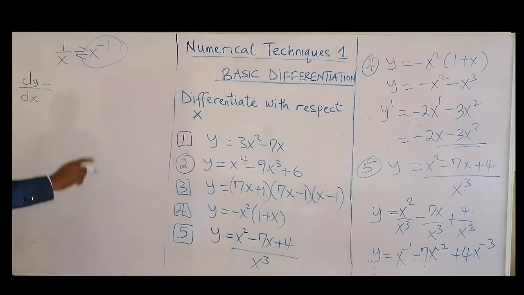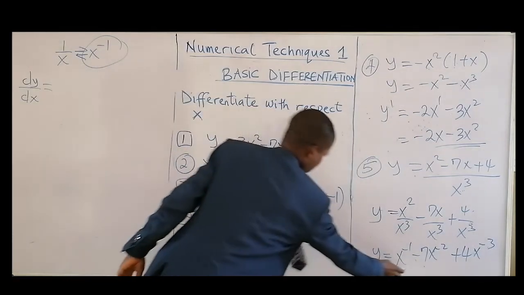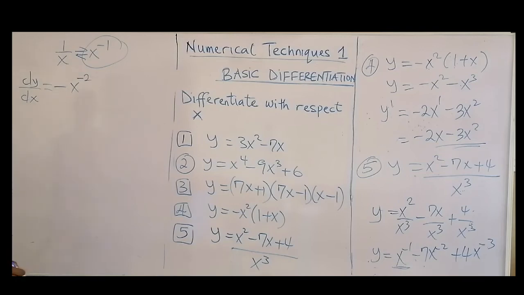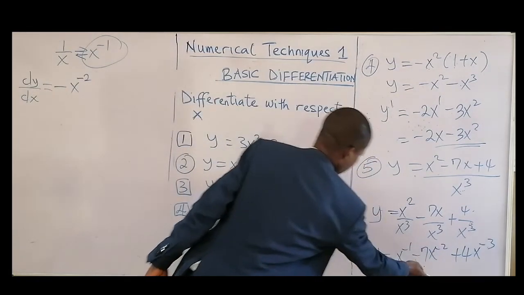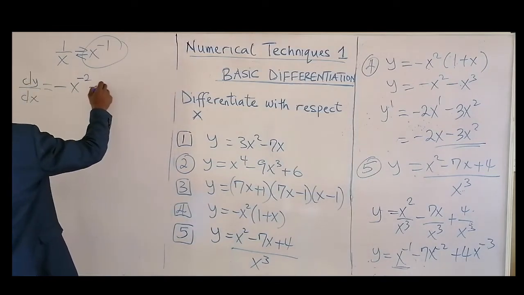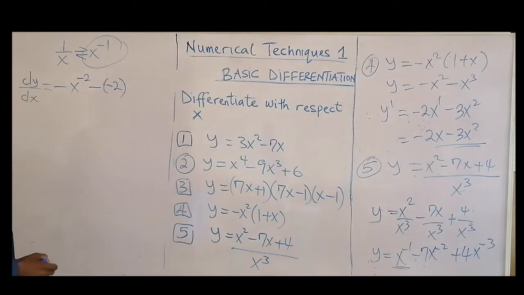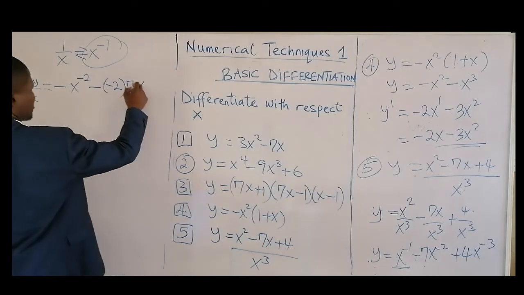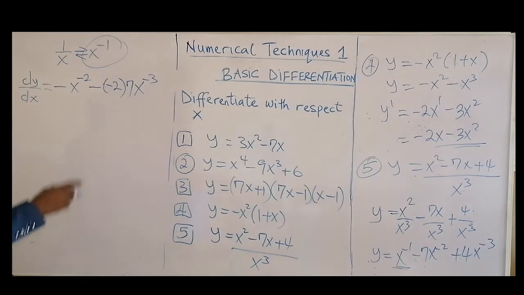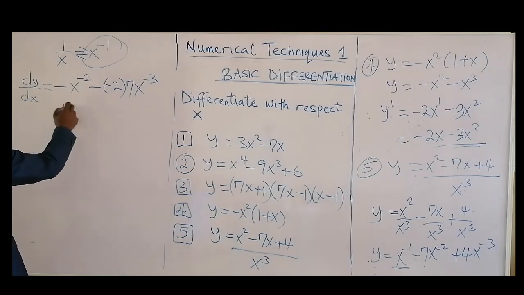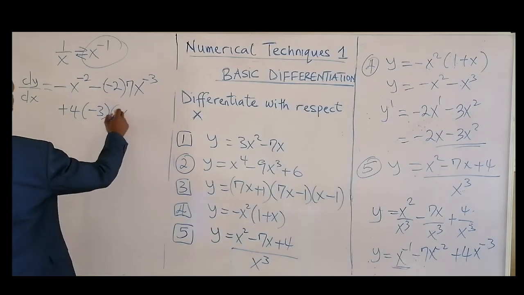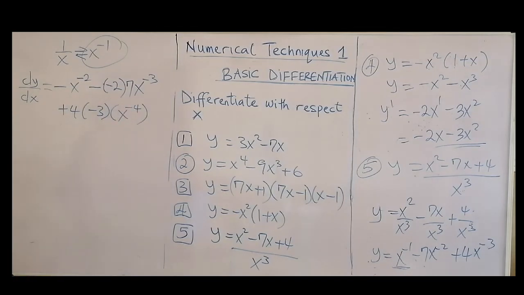The dy/dx now becomes: the minus 1 here, differentiate, that will come to the front. That's minus 1 times x to the power minus 1 minus 1, that's minus 2. Then here also we have minus 2. The minus 2 will go to the front. So that will be minus the bracket minus 2 times 7, and then x to the power minus 3. Then the final one, that's plus 4 into bracket minus 3 into bracket x to the power minus 1, that's x to the power minus 4. Okay, so that finished that.